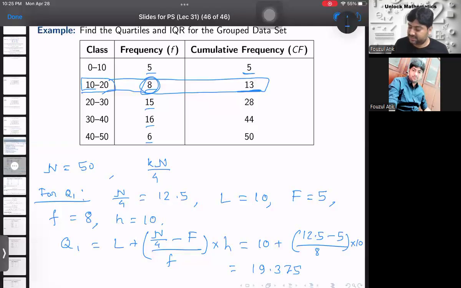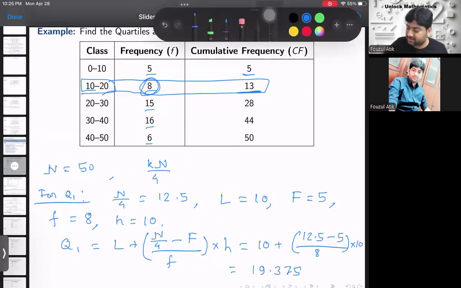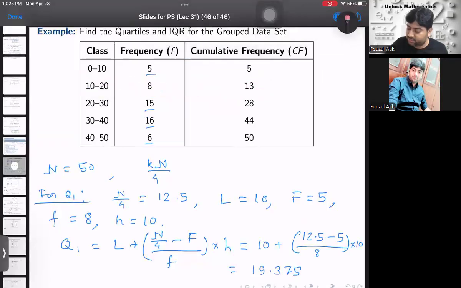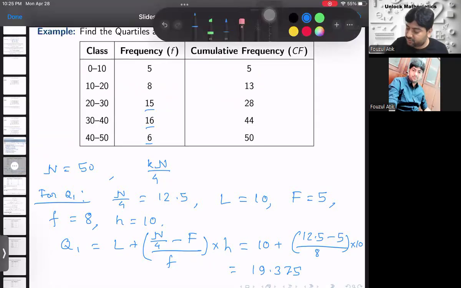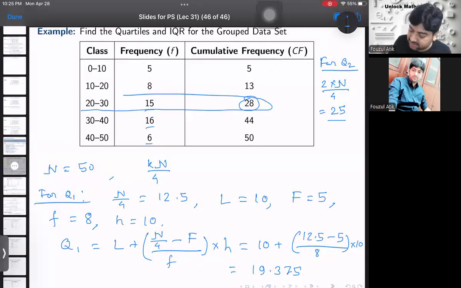Clear? The same way, can't we calculate Q2? What is the Q2 class? Let us identify it again. I will discuss the first part, and the same way we can do the rest. For Q2, we have to calculate 2 into n by 4. So 2 into 50 divided by 4 is 25. Now the Q2 class is where the cumulative frequency crosses 25, n by 4. That means this is the first one, so the Q2 class is this whole class.